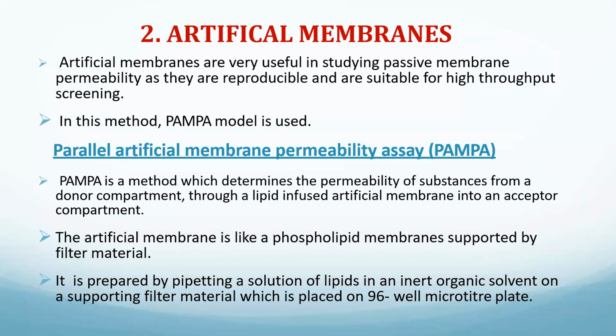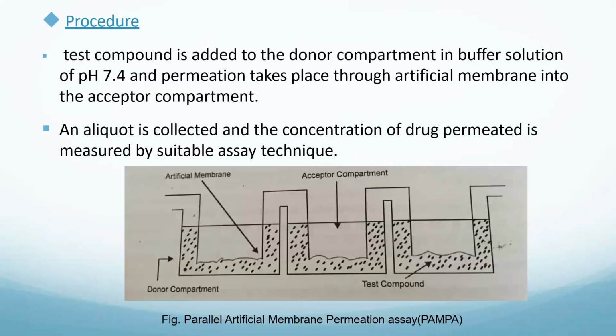In this method, two compartments are there. One is a donor compartment and another one is an acceptor compartment. Here, it is the donor compartment. The above one is the acceptor compartment. Here, the artificial membrane is there, between the donor compartment and the acceptor compartment.